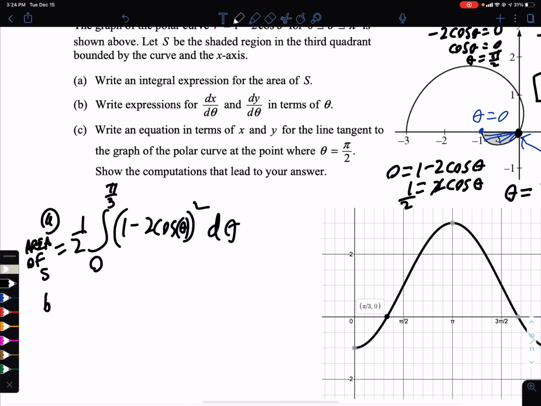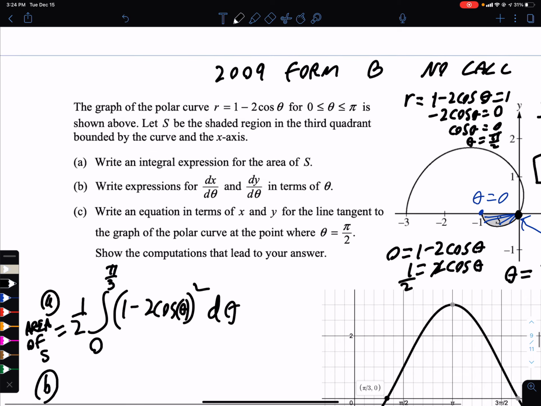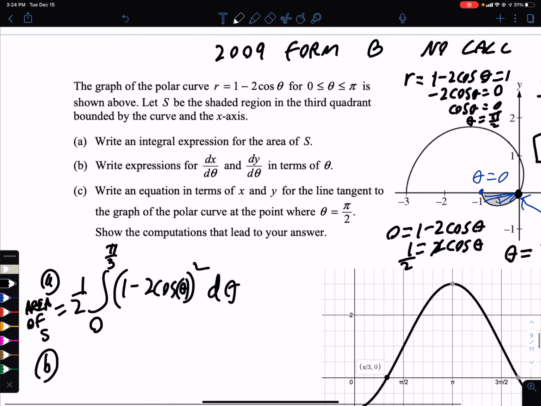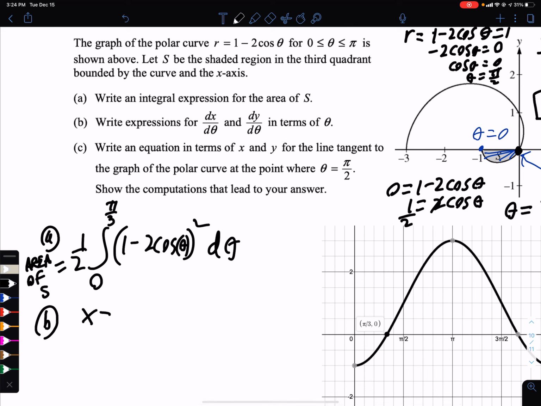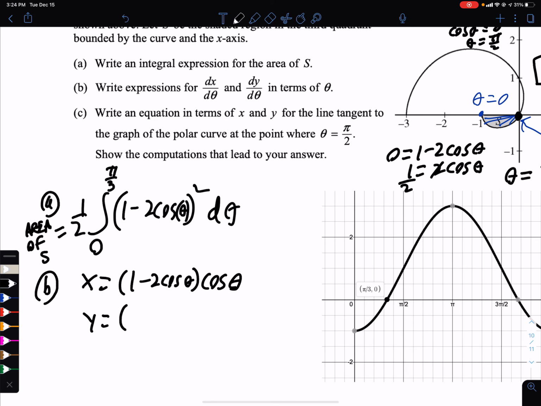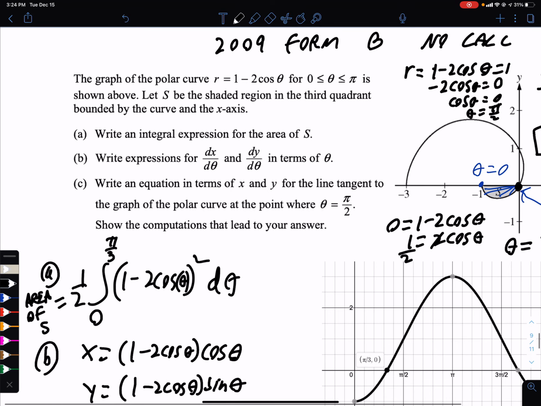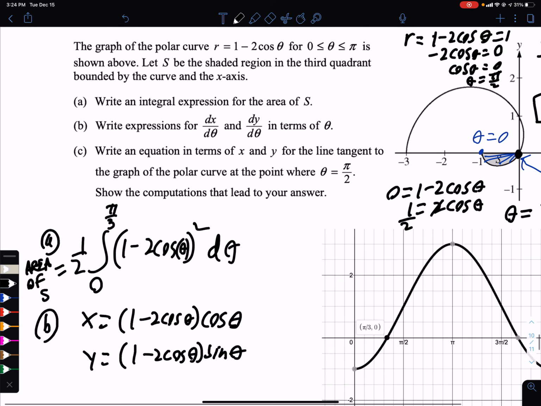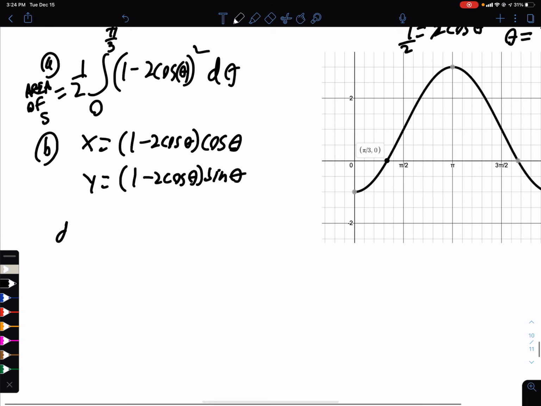B. Well, we want dx d theta and dy d theta. So we have a formula. X is r cos theta, and y is r sine theta. So they want dx d theta and dy d theta. So I just take the derivative using product rule.